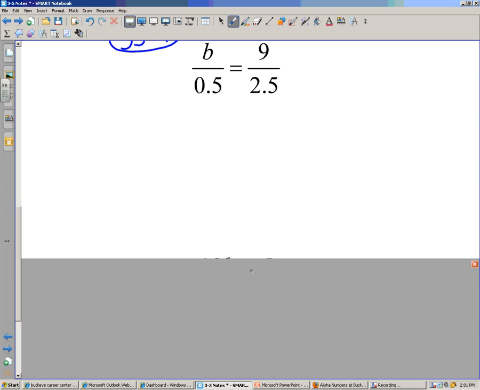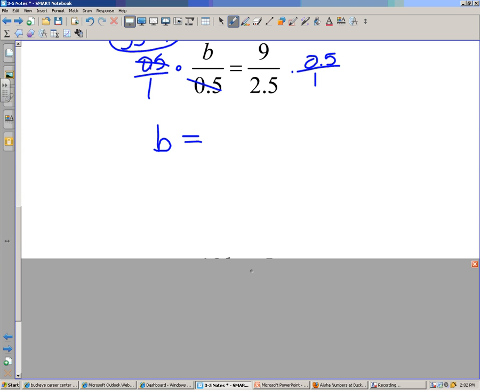Now, here's another one, but it's a little different. It's got decimals in it. But I want to solve basically the same way. So how would I get B by itself? Multiply both sides by 0.5. These cancel. I'm left with B equals. Now, you can cross-reduce here, but it's a little more difficult than the ones before. So you don't have to.